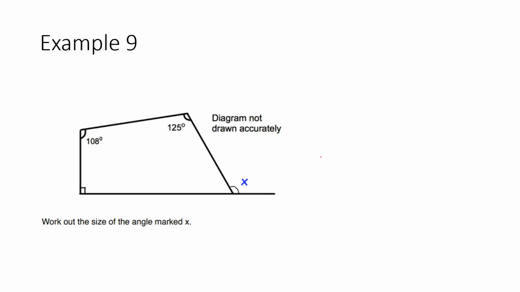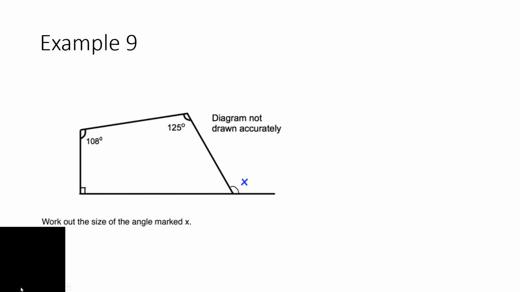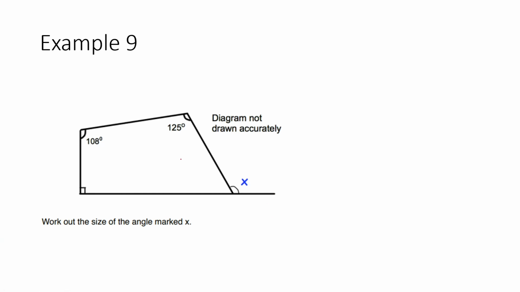Final example, work out the size of the angle marked X. Now this one requires 2 steps. First step is obviously finding the missing angle inside of your quadrilateral, so that then you're able to find the angle X. We'll do that one step at a time.